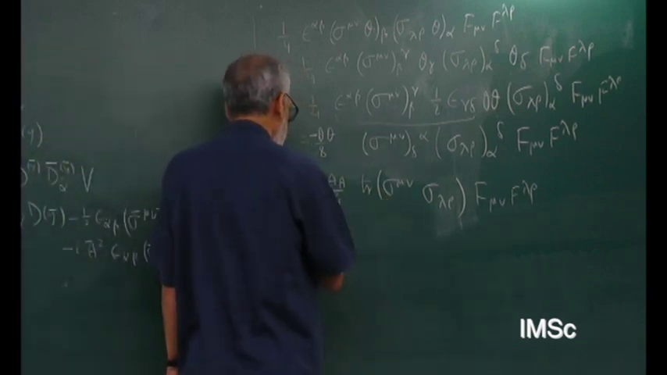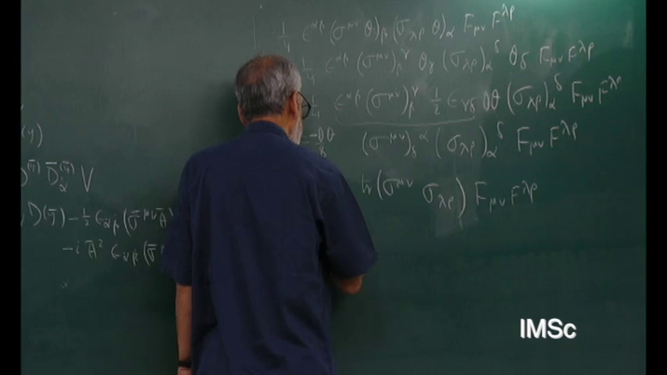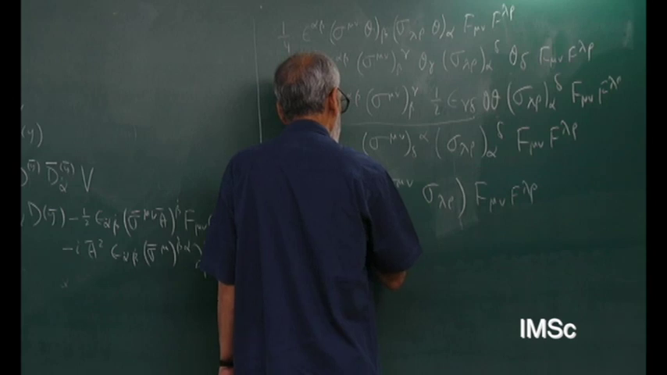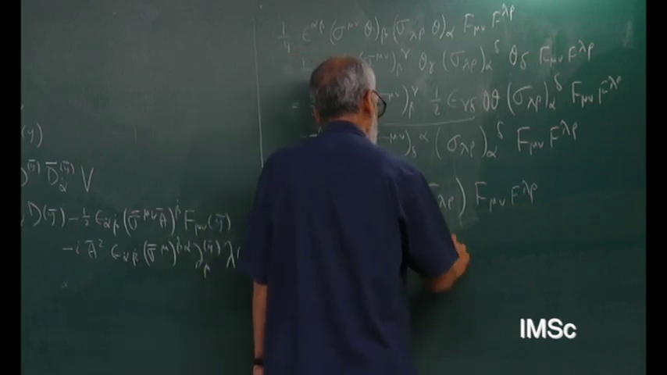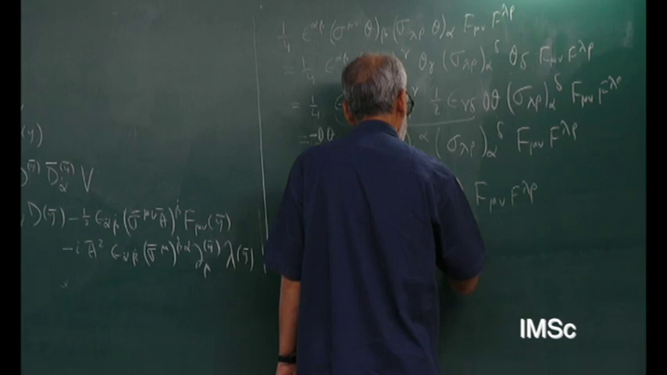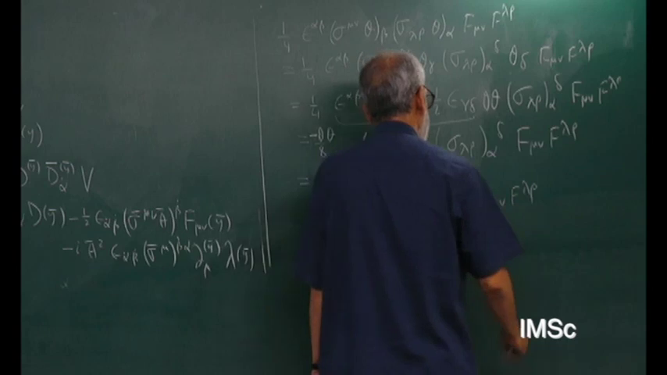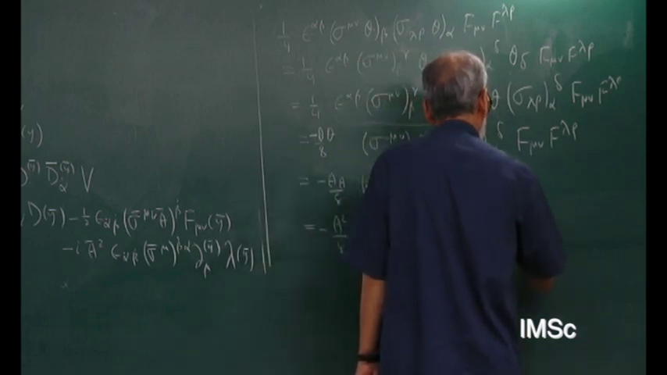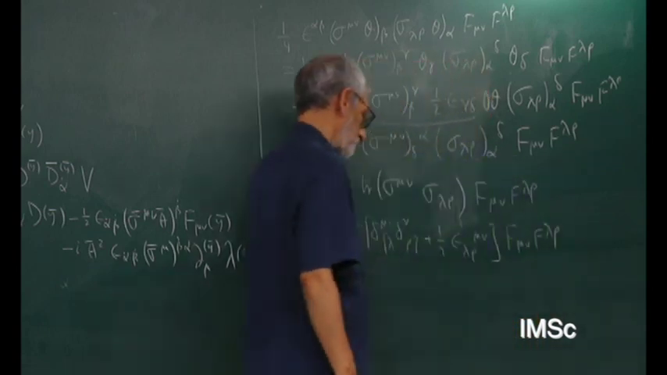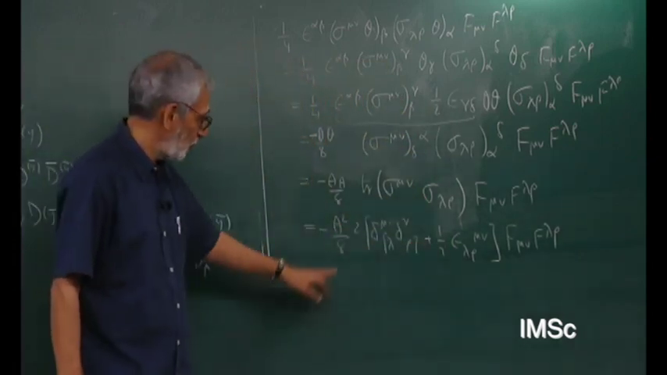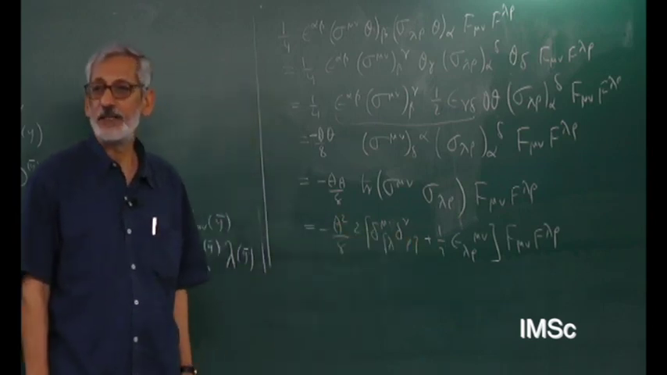And again for traces, I think I had given some identities at one stage. Trace of this object is delta mu nu delta nu lambda rho 2 plus 1 by I epsilon lambda rho mu nu f mu nu f lambda rho. That's the trace of these two sigma. Twice is out here.